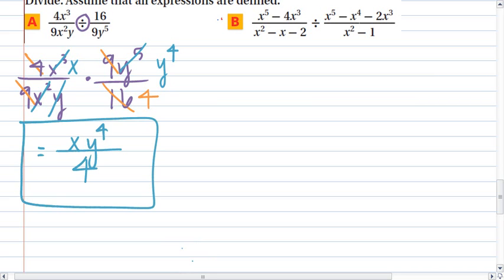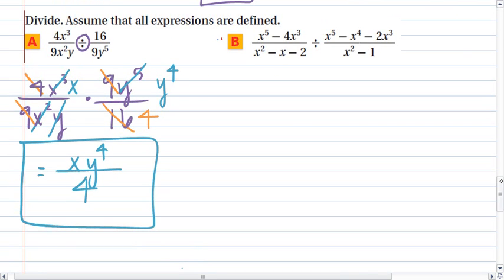Part B is a tiny bit more difficult as it requires factoring first. I know this because there's subtraction in there, and anytime I see subtraction or addition, I should be thinking to factor. So let's go ahead and factor this first, and then we can copy dot flip.